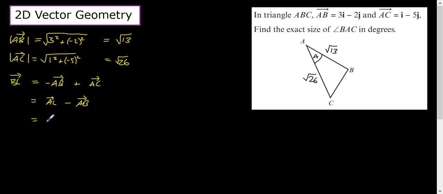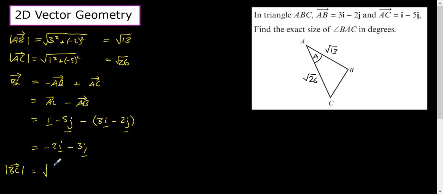So our AC was i minus 5j, and our AB was 3i minus 2j. And you'll see those little lines that I put under the vectors. So we've got 1 minus 3, which is minus 2i, minus 5 minus minus 2, which is minus 3j. So that means that the magnitude of BC is the square root of minus 2 squared plus minus 3 squared, which is the square root of 13. So we have our third side as the square root of 13.